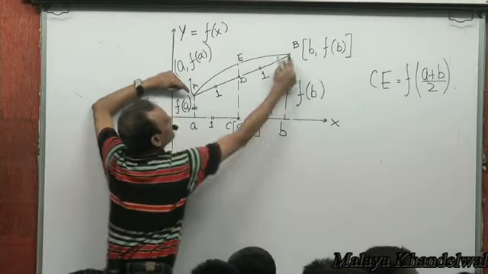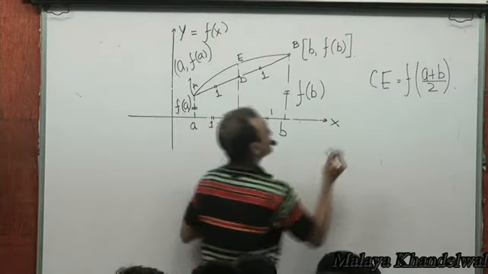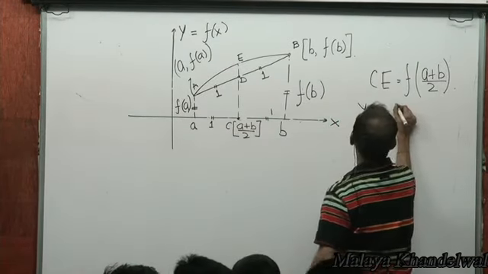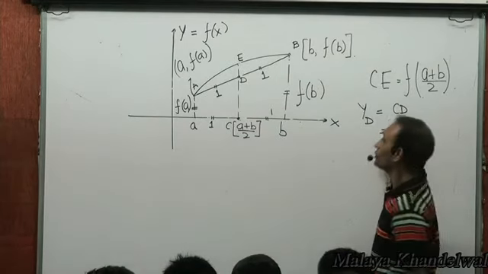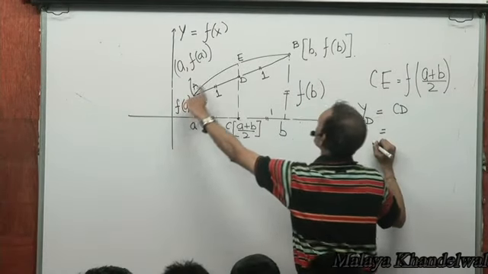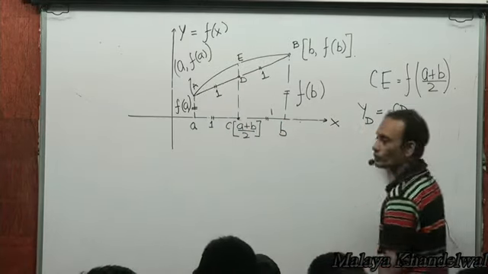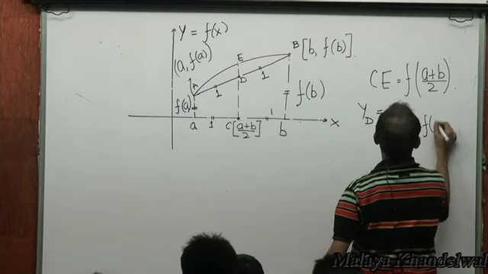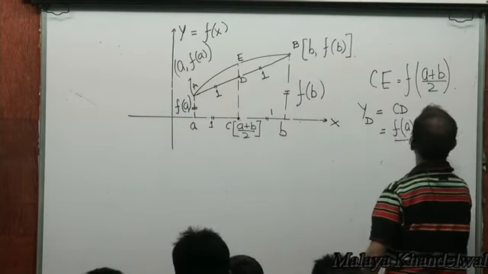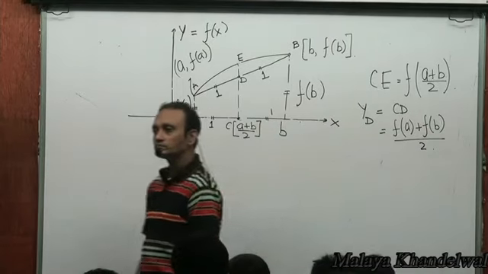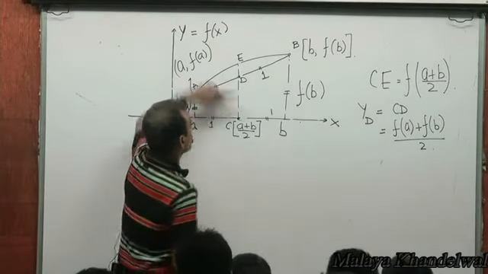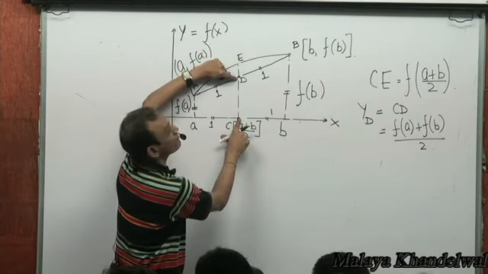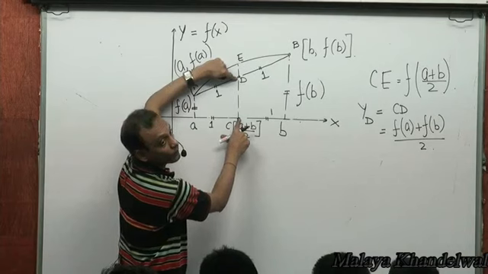Y of D is (y of A plus y of B) by 2, right? Y of D means what? CD. Y of D is CD, which from the section formula is (YA plus YB) by 2. So that's going to be (f of A plus f of B) by 2. Yes or no? So geometrically we have been able to locate this as f of (A plus B)/2 and this is (FA plus FB)/2, right?